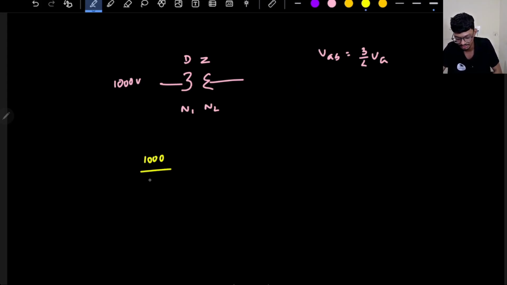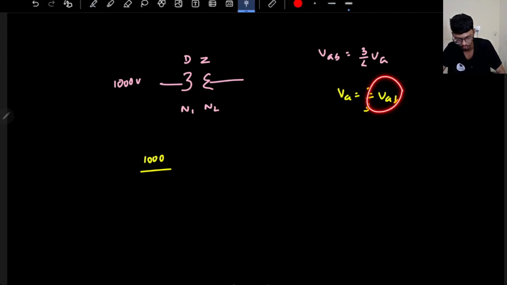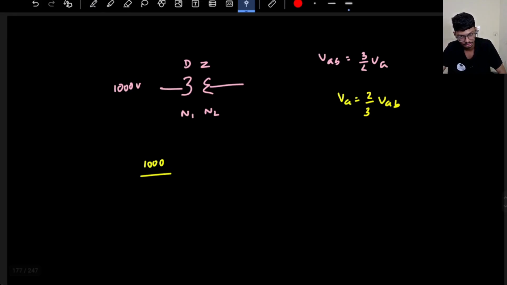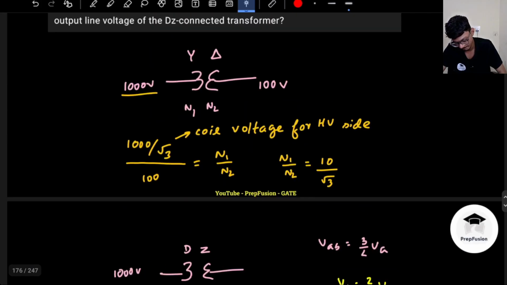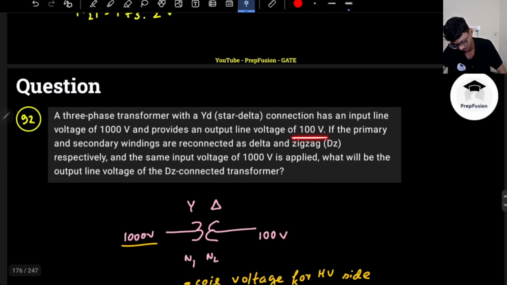On the right hand side, what is the phase voltage? The phase voltage VA is 2 by 3 of VAB, right? Because I know the line voltage on the right hand side. What is the line voltage on the right hand side? The line voltage on the right hand side is basically this value.